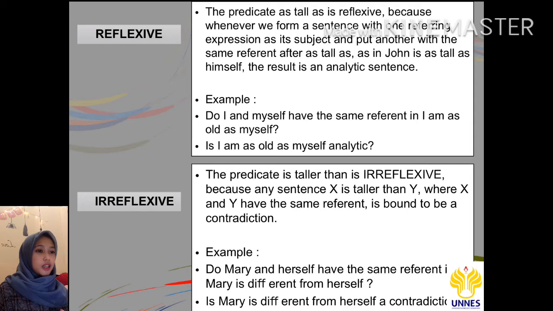And about irreflexive, the predicate taller than is irreflexive because any sentence X is taller than Y, where X and Y have the same reference, is bound to be a contradiction. This example: do Mary and Halsaf have the same reference, and Mary is different from Halsaf? Its meaning is different from, a causal contradiction.